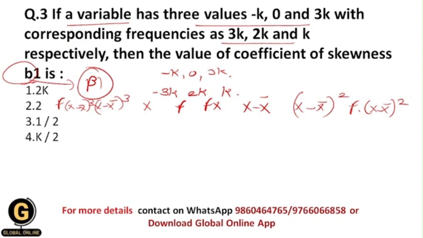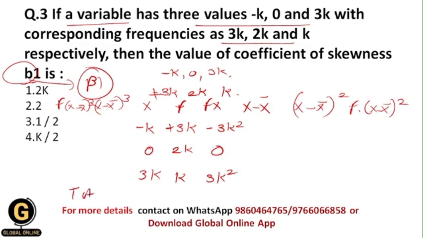First, let us write down the values of x, which are minus k, 0, 3k, and their corresponding frequencies, which are 3k, 2k and k. Now do the multiplication of f with x. So it will become minus 3k square, 0, and 3k square. Now let us do the total of the frequency. It will be 6k, and the total of fx will be 0.